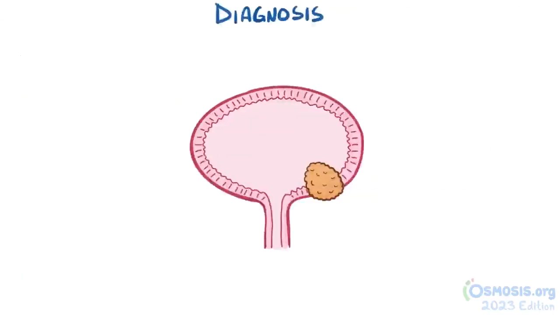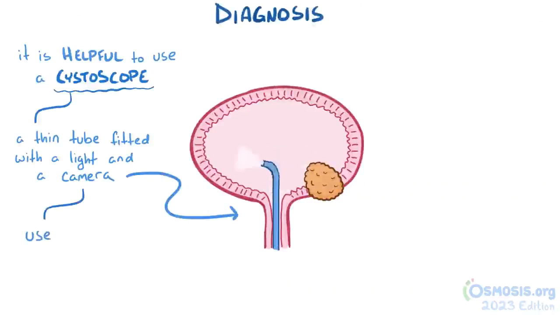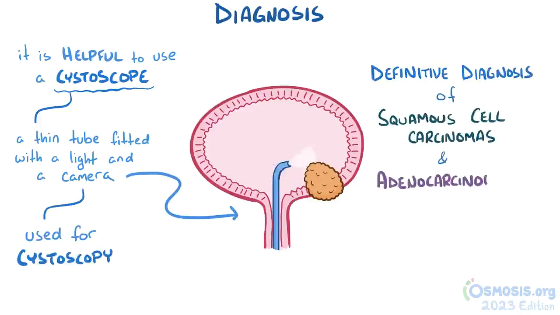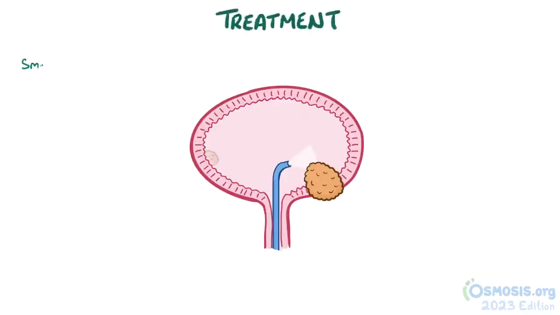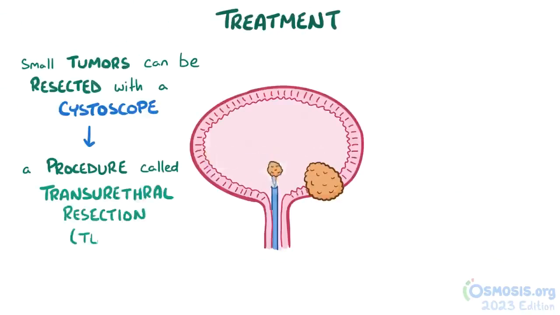To diagnose a cancer of the bladder, it's often helpful to use a cystoscope, which is a thin tube fitted with a light and a camera that's inserted up the urethra and into the bladder, a procedure called a cystoscopy. Definitive diagnoses of squamous cell carcinomas and adenocarcinomas is based mainly on the cellular morphology of a resected tumor. Small tumors can be resected with a cystoscope in a procedure called transurethral resection, or TUR.